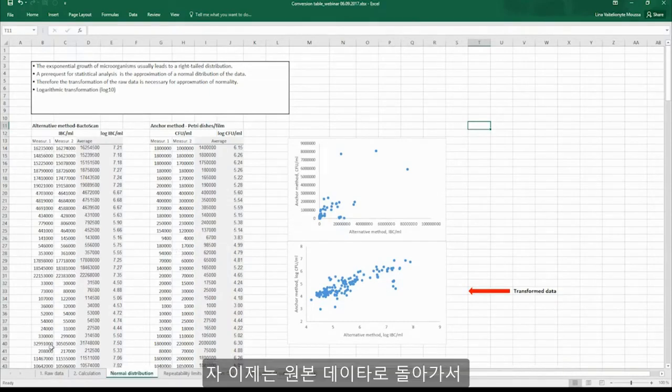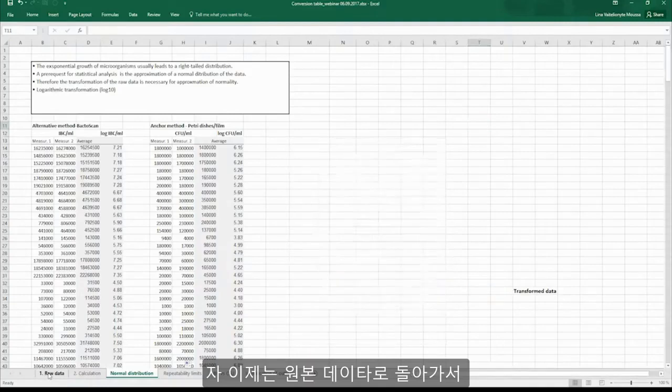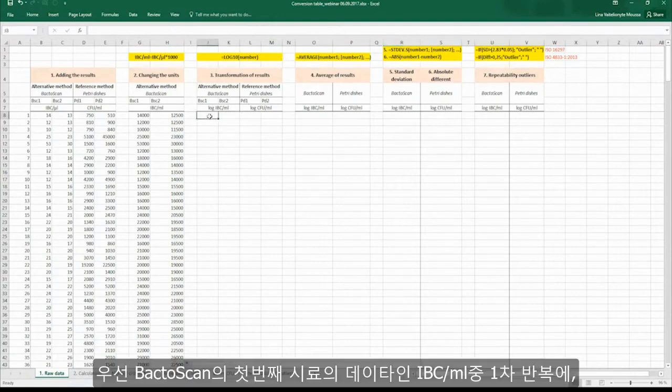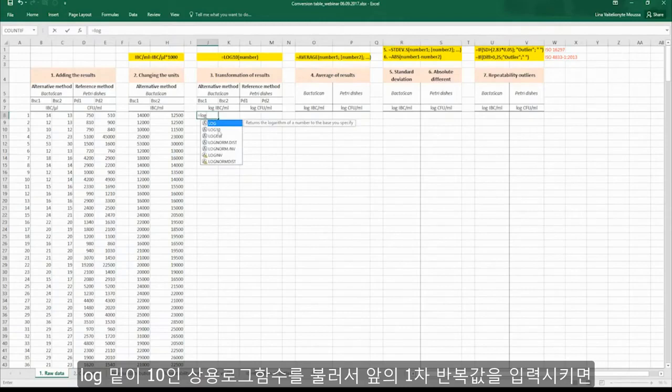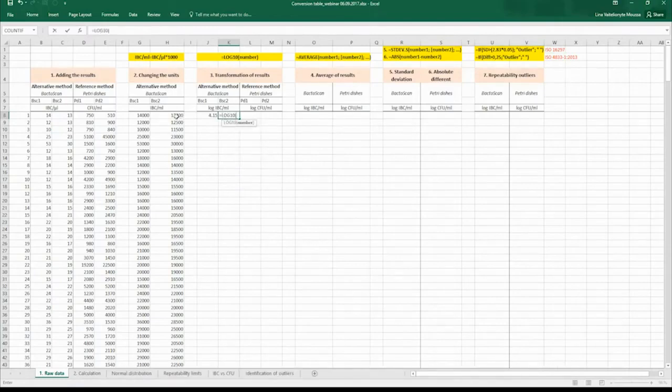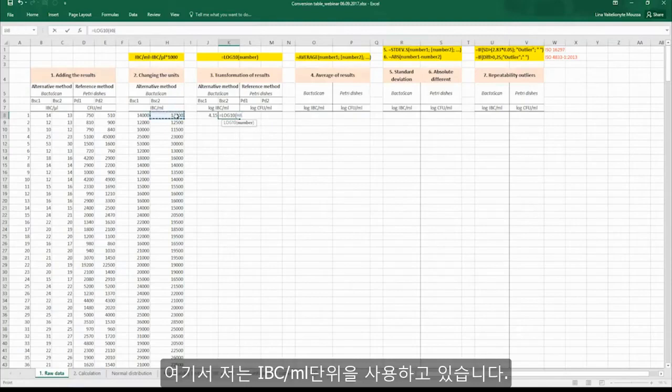Now if we go back to the raw data, you can see the formula used for data transformation. If we take the first replicate from the first sample of BactoScan IBC per milliliter, you type logarithmic 10 and choose the first replicate. The same you do with the second replicate. Please note that I am using IBC per milliliter.